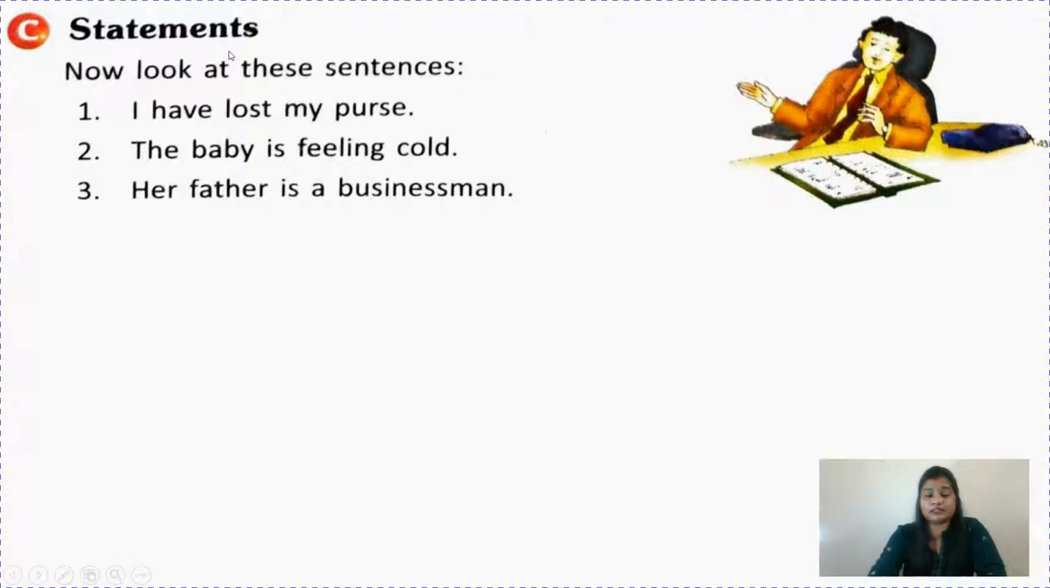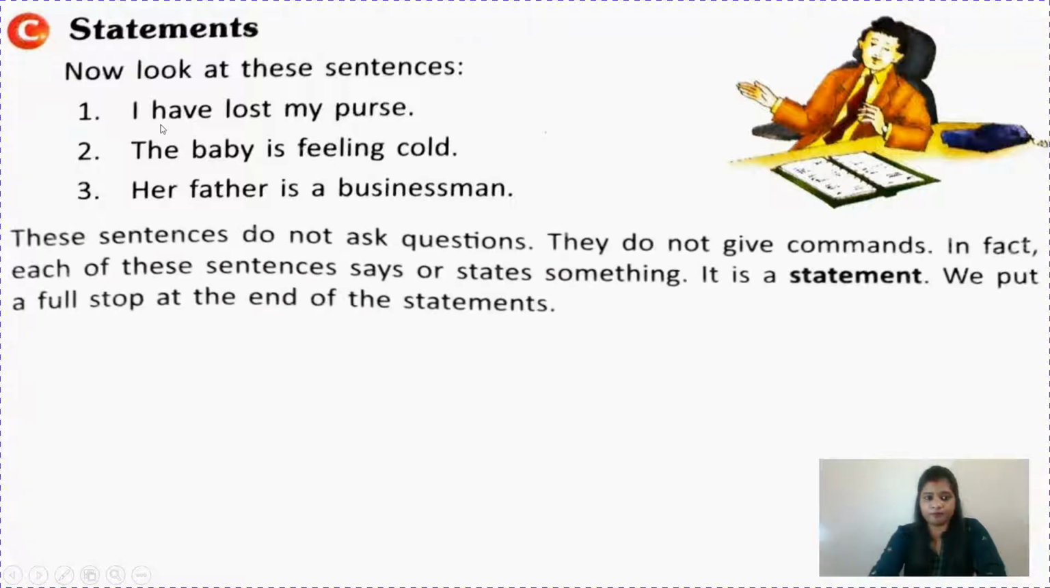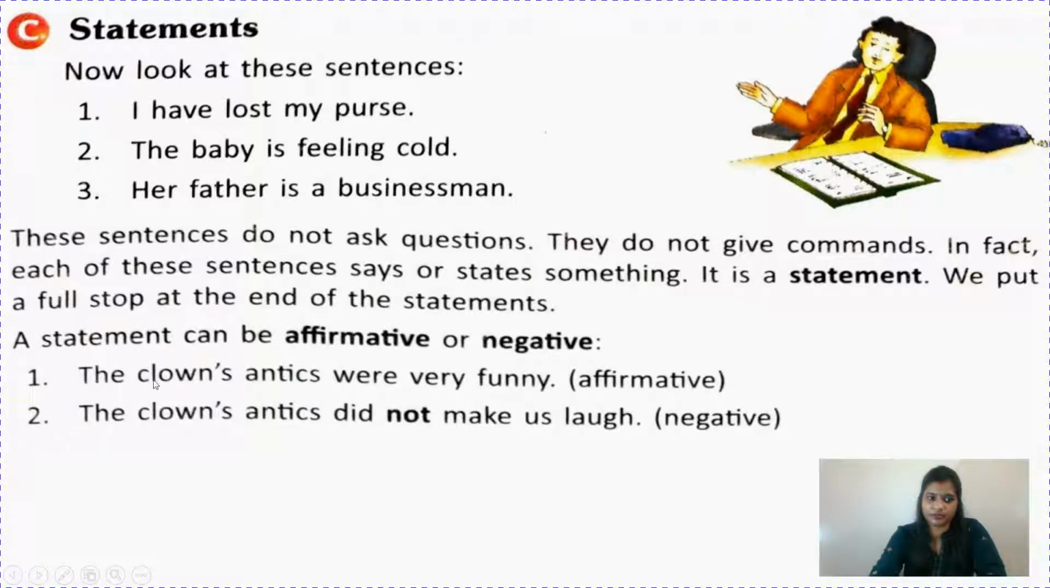Now the third one is statements. Now look at these sentences. I have lost my purse. The baby is feeling cold. Her father is a businessman. These sentences do not ask questions. They do not give commands also. In fact, each of these sentences says or states something. So it is a statement, and we put a full stop at the end of a statement.